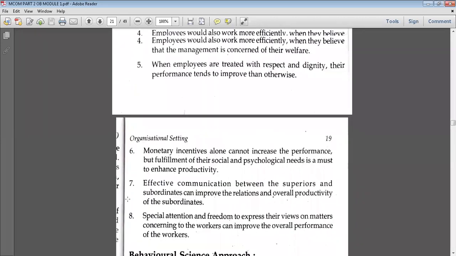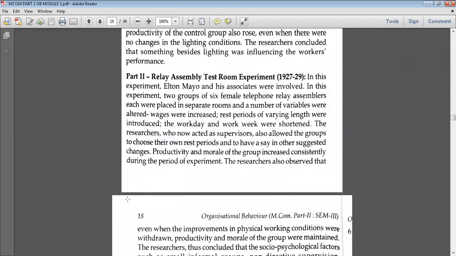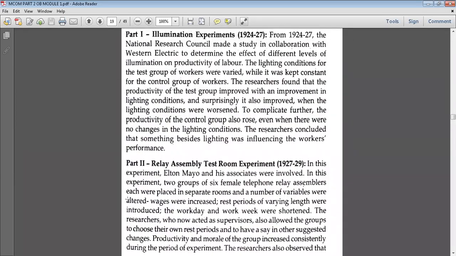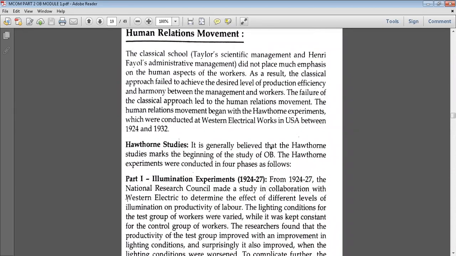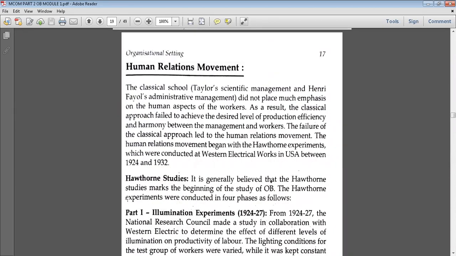So this study, as I told you, was considered an initial step towards the study of organizational behavior. It is about the Hawthorne experiments, which are also known as human relations management. It was conducted in 4 different stages, 4 different phases, where people were observed. People were divided into different groups, and their behavior was studied.